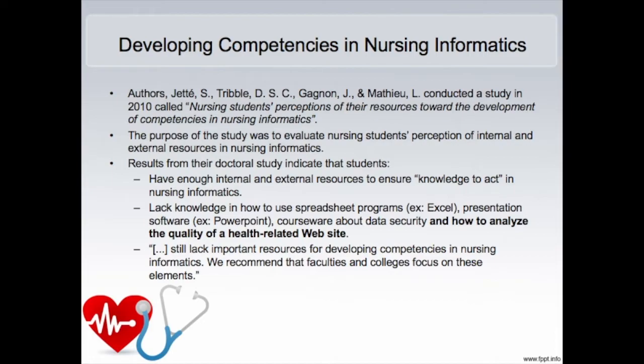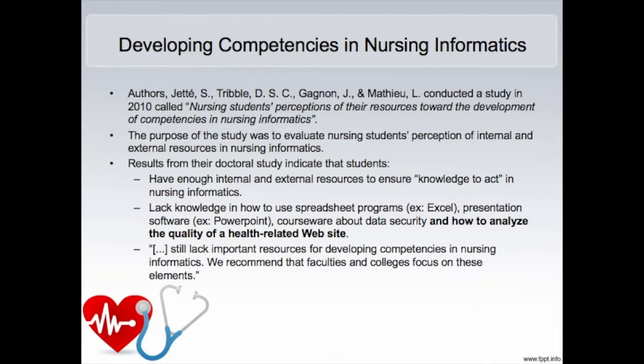In a study called Nursing Students' Perceptions of Their Resources Toward the Development of Competencies in Nursing Informatics, the purpose of the study was to evaluate nursing students' perception of internal and external resources in nursing informatics. Results from their doctoral study indicated that students have enough internal and external resources to ensure knowledge to act in nursing informatics, but lack knowledge in how to use spreadsheet programs like Excel, presentation software like PowerPoint, courseware about data security, and how to analyze the quality of health-related websites.